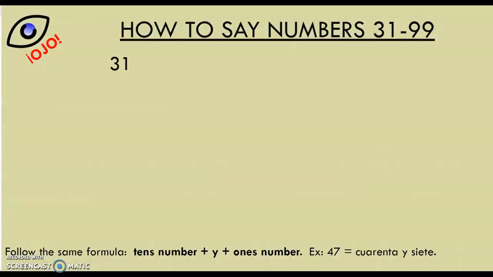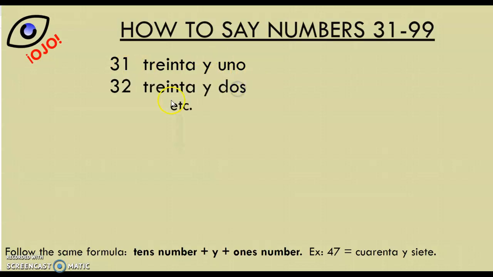Now, back to that 31 and 32. So notice we have a formula here. To say any number between 31 and 99, you need to follow this formula where you say the tens number, then you say the word E, which means and, followed by the ones number. So for example, 31 would be 30 y uno. So the tens is 30. E, you always have to add that. Uno is your ones number, which is literally 1. To say 32, again, 30 y dos. You would do this all the way through. 33, 34, 35 for all of those.